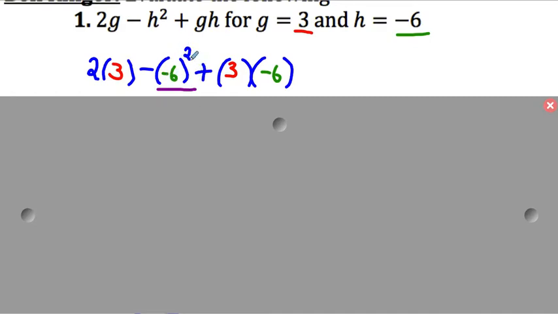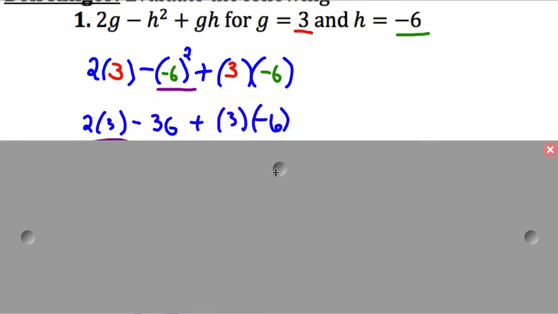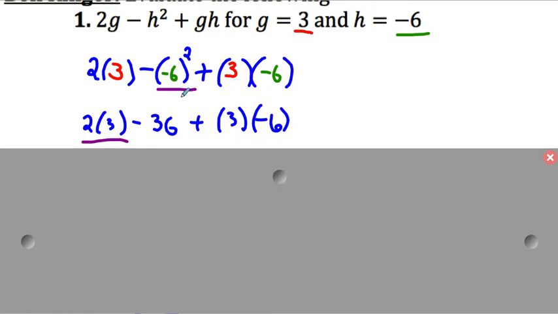So we have this -6 squared, and again, like I was talking about before, we don't want to just do the double negative here because we have this exponent that needs to be done first. So we have to just make sure that we're doing that one first. So -6 squared is 36. Okay, so just take a note of that. This -6 squared became 36, and the negative sign came down.